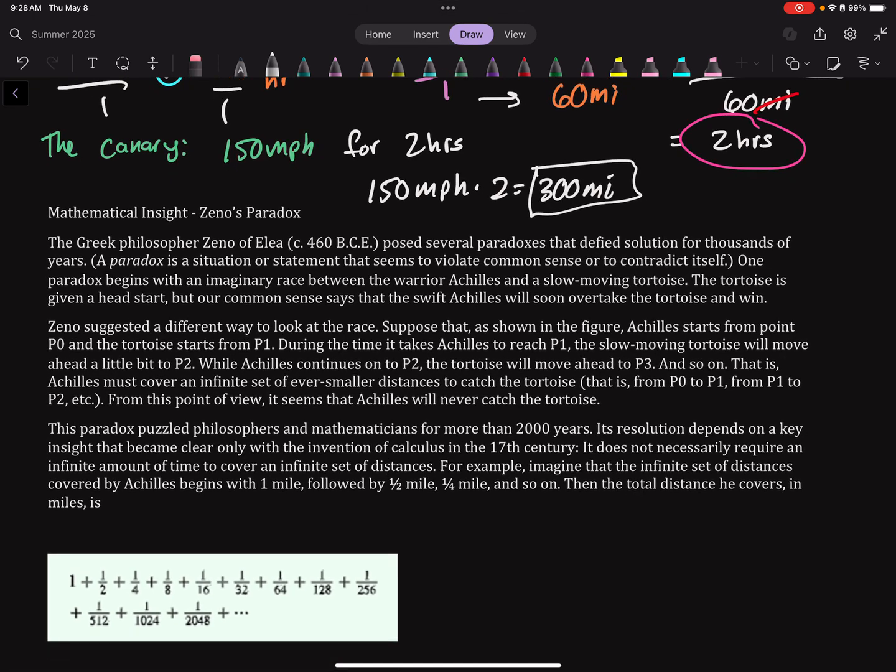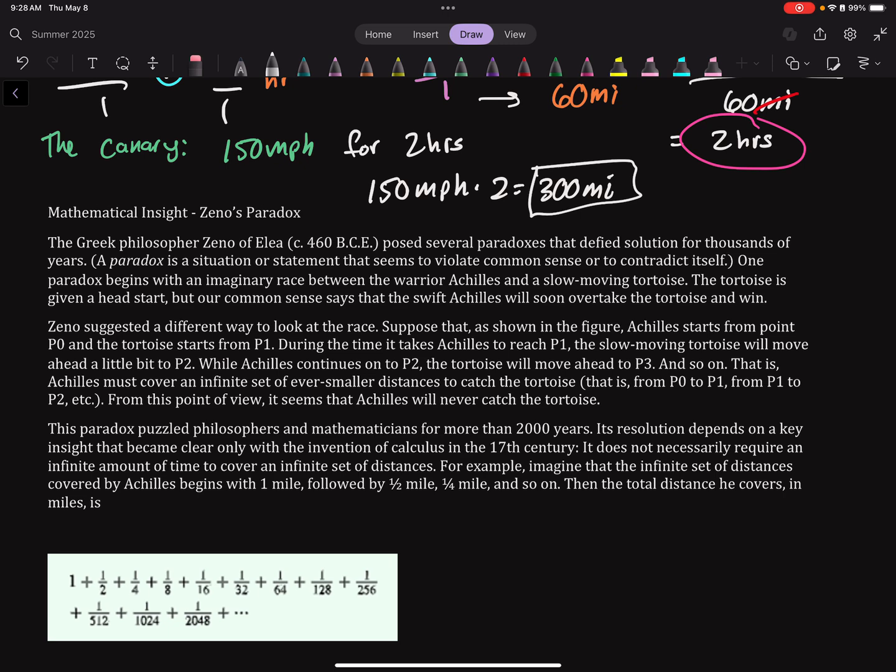So, Zeno's paradox. This dude Zeno came up with a bunch of awesome mathematical paradoxes, which is really fascinating. You should look him up. The Greek philosopher Zeno, 460 BCE, posed several paradoxes that defied solution for thousands of years. A paradox is a situation or a statement that seems to violate common sense or to contradict itself.